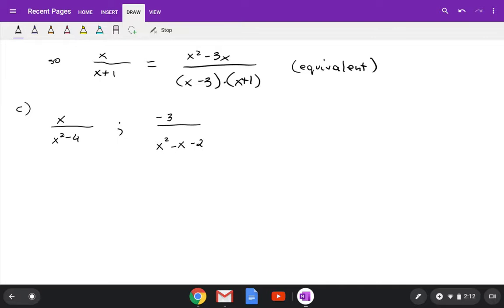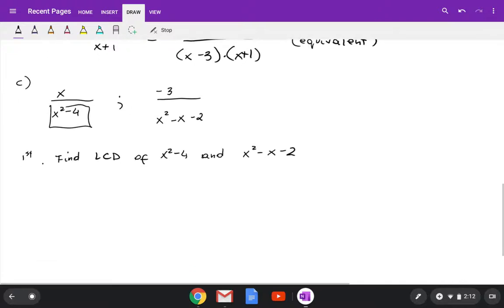Okay, so first, find the least common denominator of the first denominator, which is x squared minus 4, and x squared minus x minus 2. Okay, so let's go back. How do we find that least common denominator? We need to factor each denominator. So let's go back to those steps.